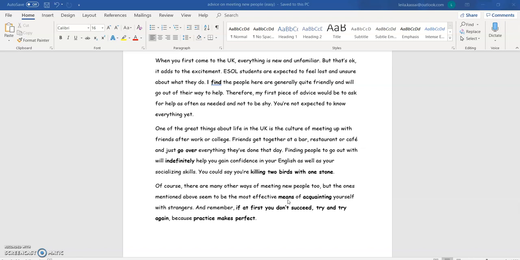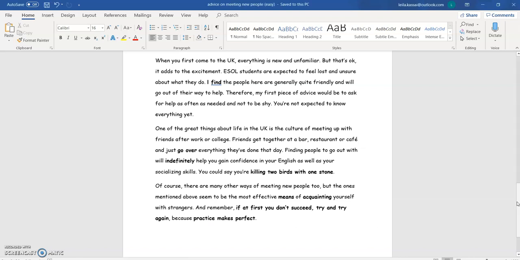Means methods, different ways of doing something. Effective methods of acquainting yourself. To acquaint yourself, it means to get to know other people, to introduce yourself and get to know other people. And remember, if at first you don't succeed, try and try again. Again, I've got another idiom here. Don't give up, keep trying, because practice makes perfect. If you practice, you become a professional, you become a pro.